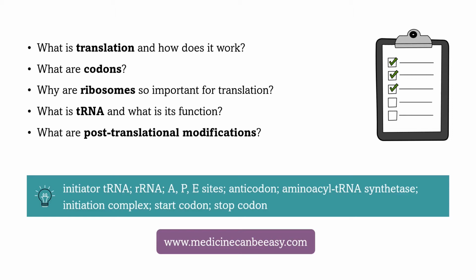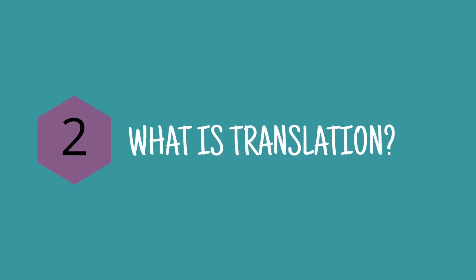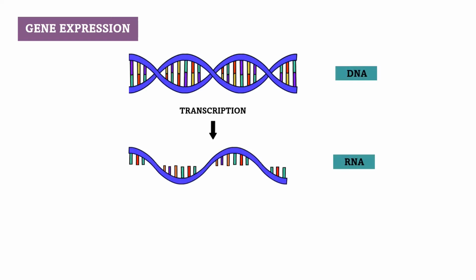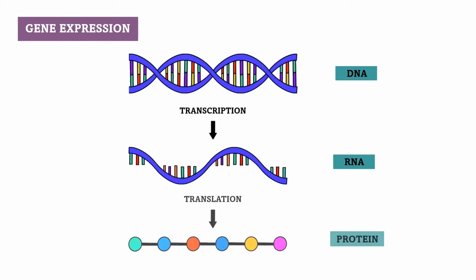Okay, so now let's explain what translation is. Translation is the second step of gene expression, the process in which the information in the gene is used to synthesize a product, usually a protein. The first step was transcription, the synthesis of RNA from DNA. Translation is the process of synthesizing a protein from the transcribed RNA, mRNA.